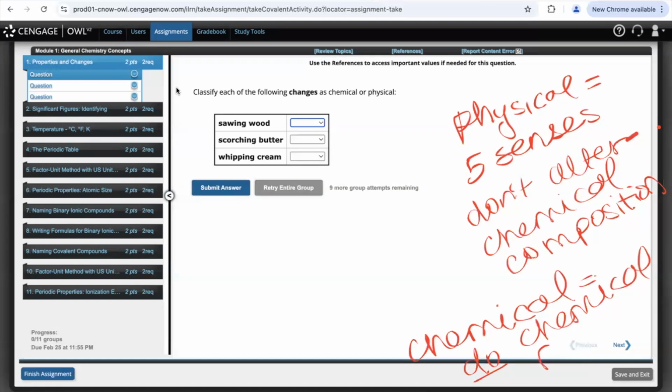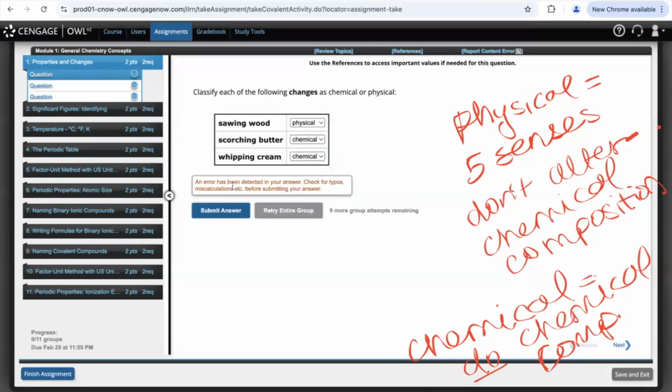Do alter chemical composition. I'm just abbreviating comp. So sawing wood, that is a physical change because it doesn't alter the chemical composition. Scorching butter, this one's a toughie, but I believe it's going to be a chemical change because when you burn, you're going to change colors and change the oxidation state. And I believe the same for whipping cream. All right. So then we'll hit submit answer.